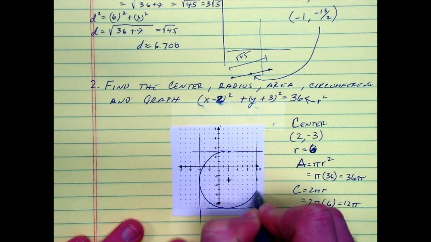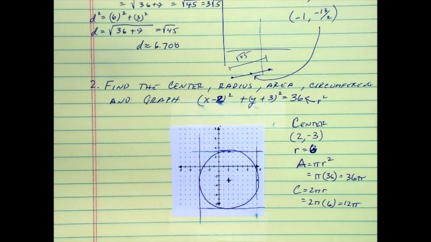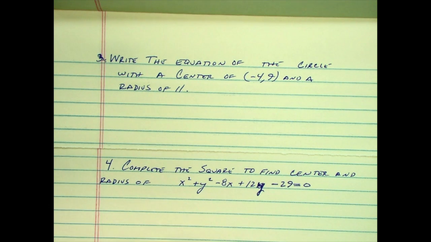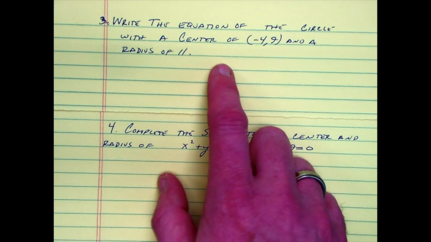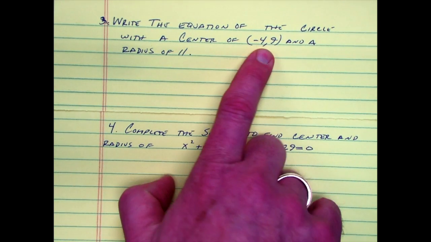So I am going to sketch this, and there's my graph. Okay, so now we're going to go backwards and write the equation with a center of negative 4, 9, and a radius of 11.